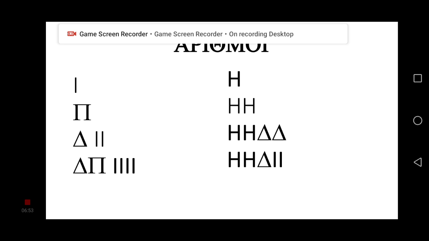So you've got 1, the pi is 5, the deca and 2, which is 12, the deca and penta is 15, and then we're counting 16, 17, 18, 19. The eta is 100. The two etas are 200, and then the two decas are 20. The two etas are 200 and 10, 11, 12, so 212.